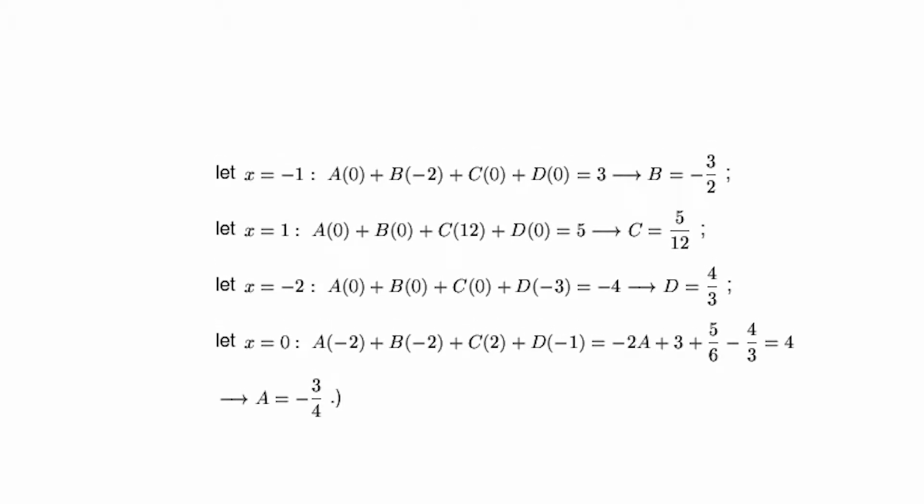Now, we will substitute values for x in which the other terms will be zeroed out. In this example, let's substitute x equals negative 1, which zeroes out the first, the third, and the fourth term, thus giving us the value for B, which is negative 3/2. Let's substitute x equals 1, so we get C equals 5/12. Substituting x equals negative 2 will give us the value of D, which is 4/3. We will use the values of B, C, and D to find the value of A. Letting x equal 0 and having the values of B, C, and D, we can now solve for A, which will become negative 3/4.